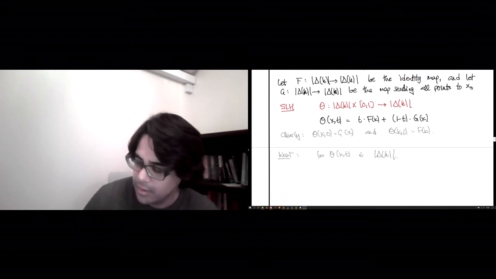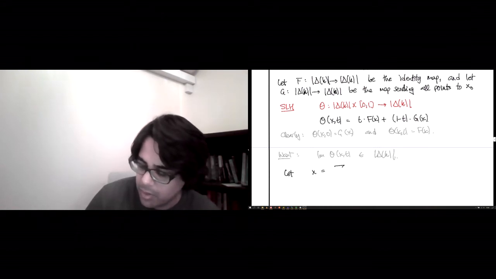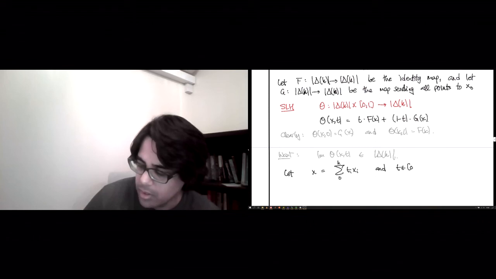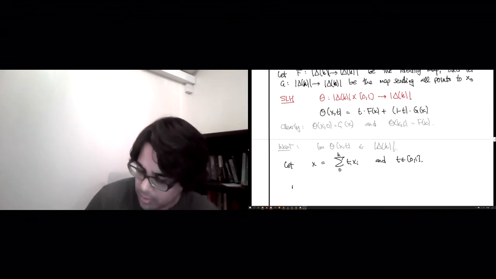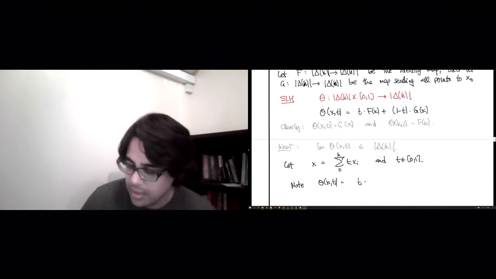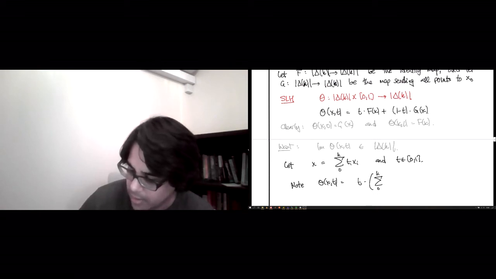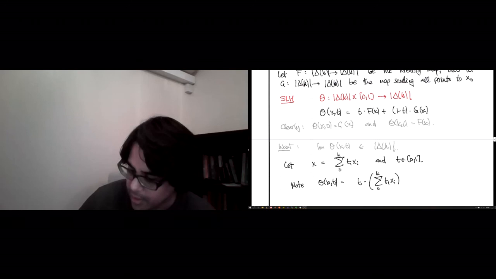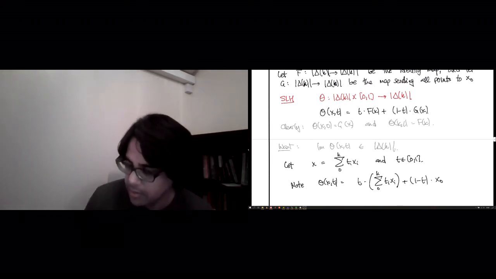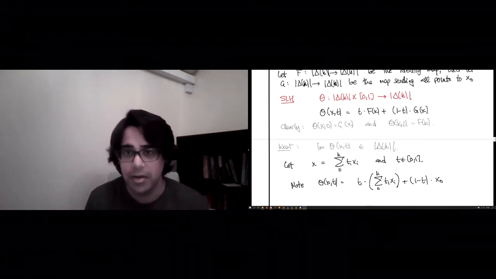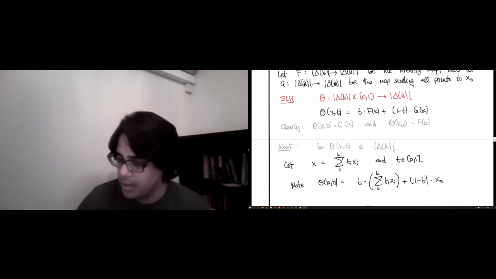And to do this, you let x be one of these combinations, the sum of t_i x_i going from 0 to k, and you let t belong to [0,1]. And then note that θ(x, t) is t times, now f was the identity, so it's just going to give you this sum from 0 to k of t_i x_i back, plus (1 minus t) times x_0. That's g. It sends everything, it doesn't matter what x is, it's going to give you x_0.